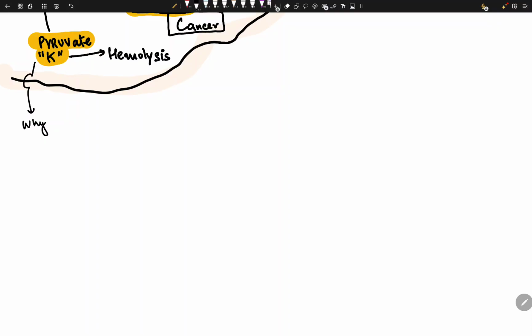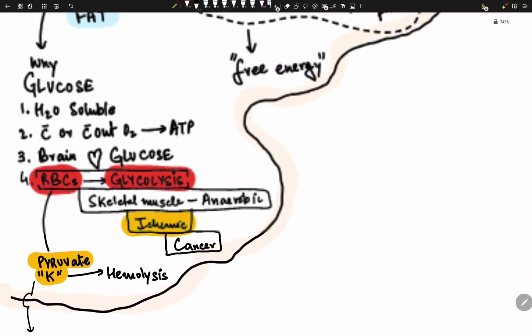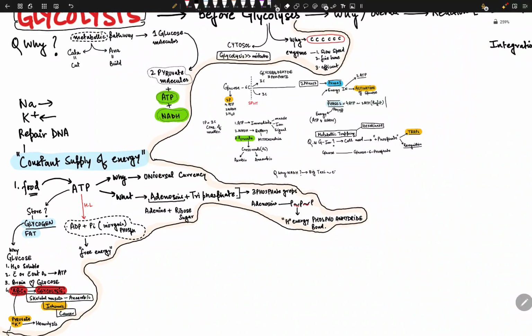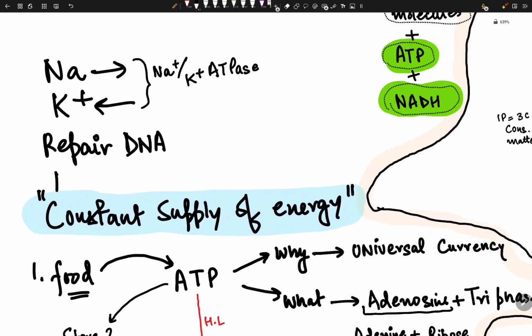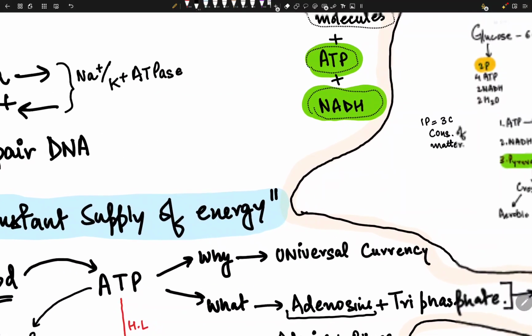If we have less ATP, remember these pumps. I told you what the cell has to do: sodium out and potassium in, right? So we have these pumps right there. What pumps? Sodium potassium ATPase. ATPase means it uses ATP as a source, as a fuel, right? What will happen here is these pumps will fail.